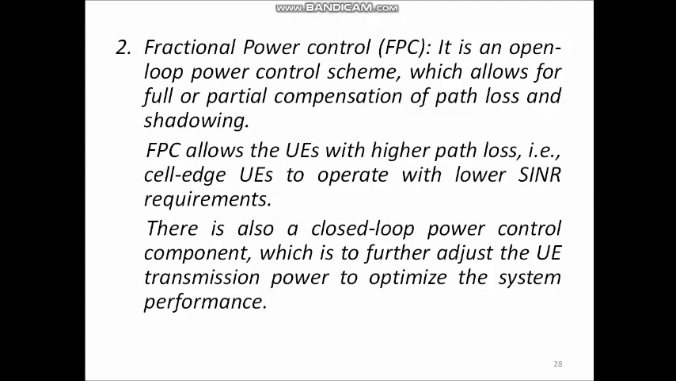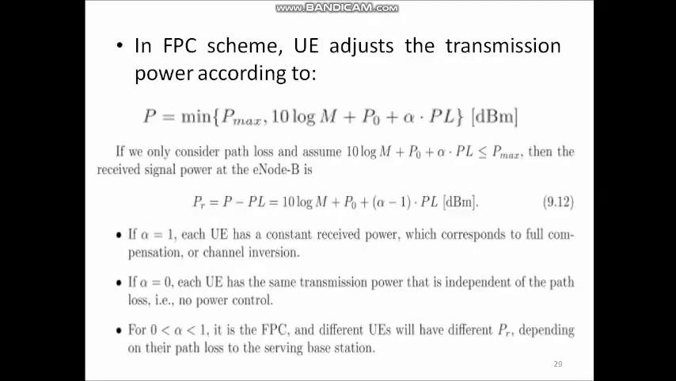There is also a closed loop power control component which is to further adjust the user equipment transmission power to optimize the system performance. Okay, in a fractional power control scheme, the user equipment will adjust the transmission power according to the given formula: P equal to minimum of P max comma 10 log M plus P naught plus alpha into PL, and this value is expressed in decibel milliwatts.